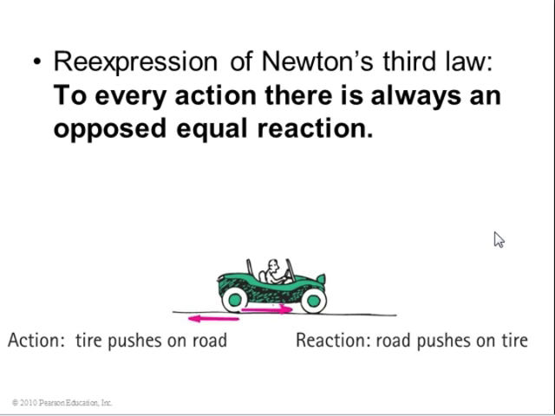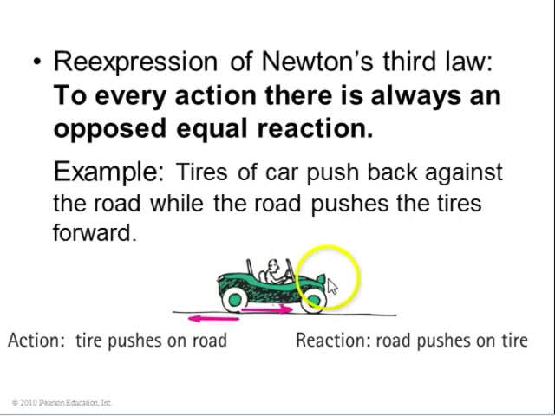So another way to express Newton's third law is: to every action there's always an opposed equal reaction. Example, the tires of this car push backwards against the road. So that's your action force. The reaction is that the road pushes forwards on the car. And this is actually how come your car goes when you step on the gas.